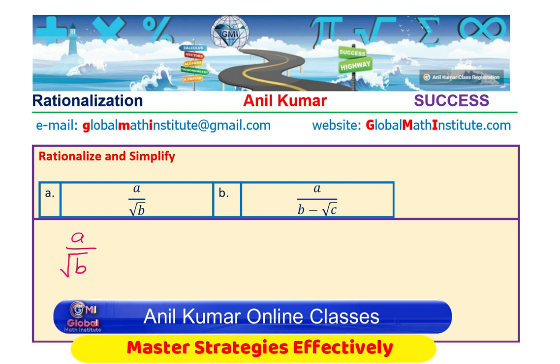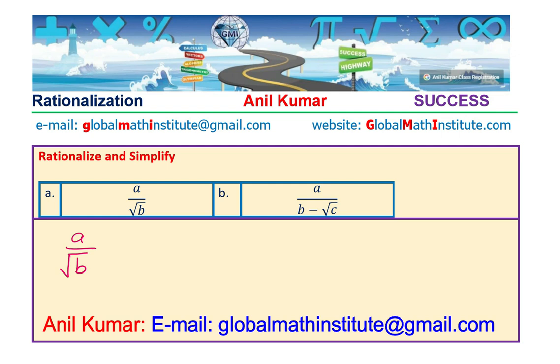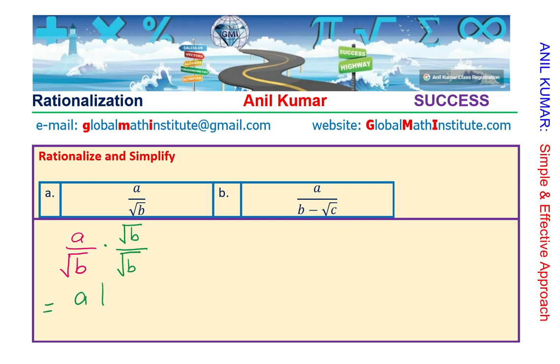Normally, if you're writing an answer, irrational number square root b should not be there in the denominator, and therefore we need to rationalize. You may lose marks in high school if you don't do it. To rationalize really means here multiply and divide by square root b, right? So just multiply and divide by square root b. So what you get here is a times square root b in the numerator, and the denominator will be square root b times square root b, which is b.